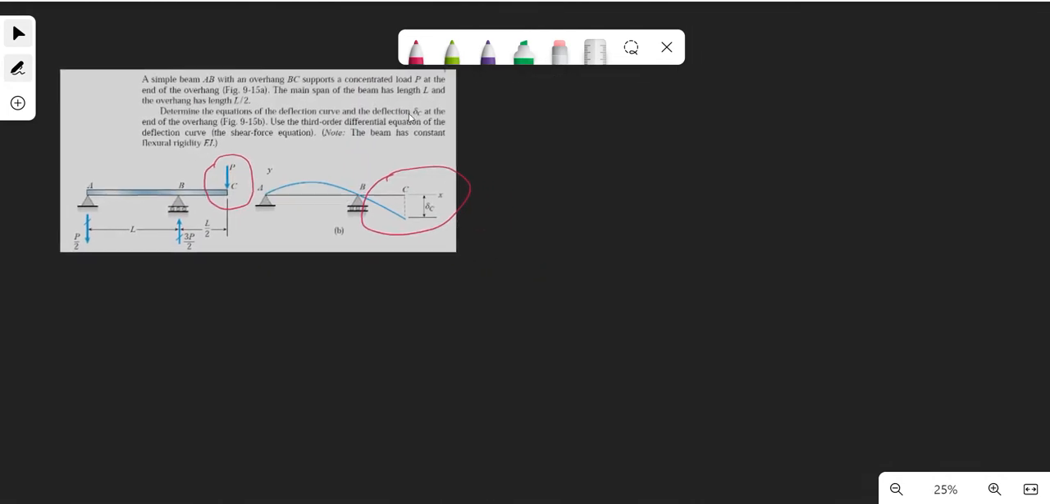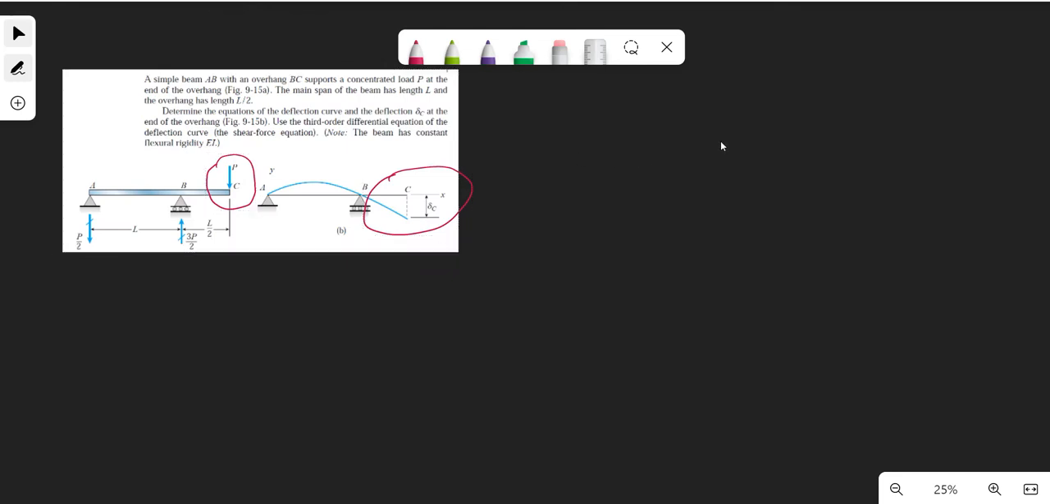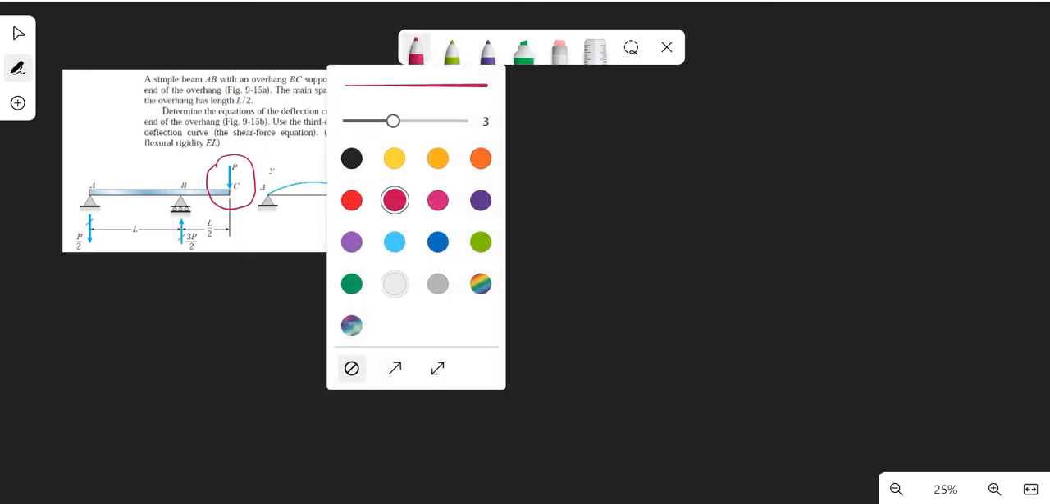This is also an example for integration. Example for integration. I think this method is very important.